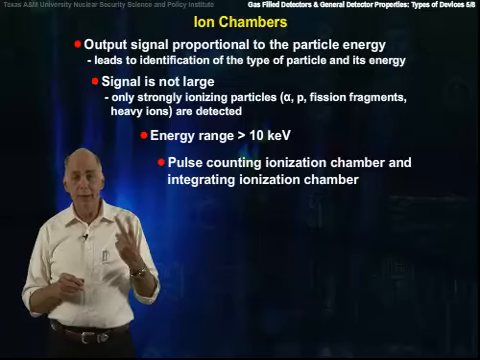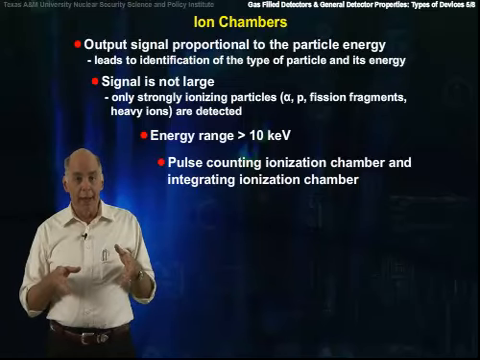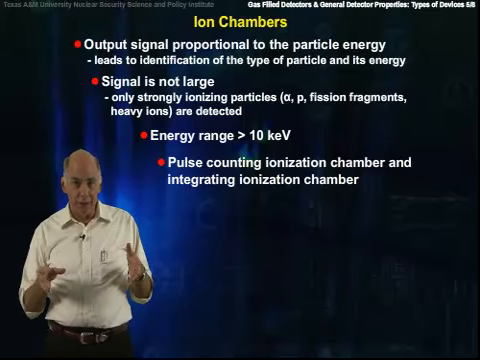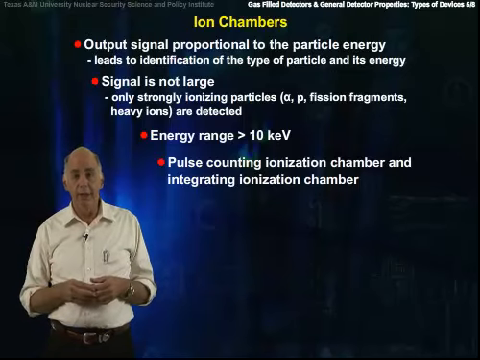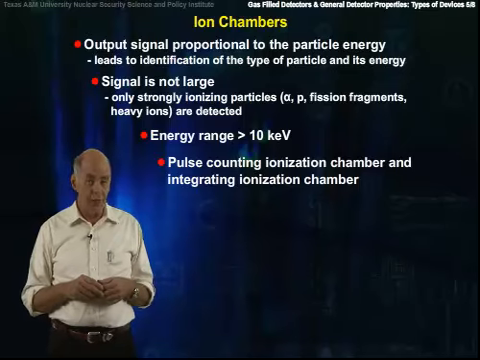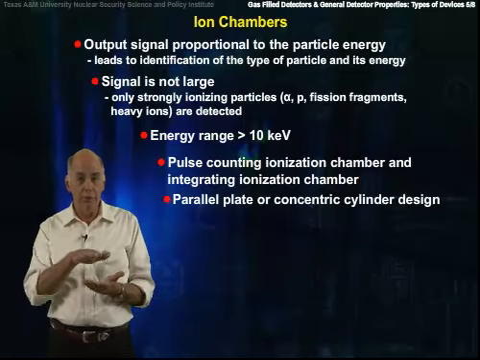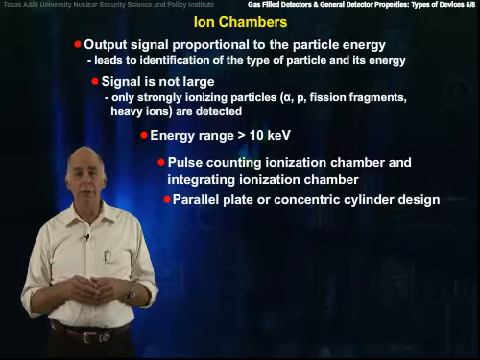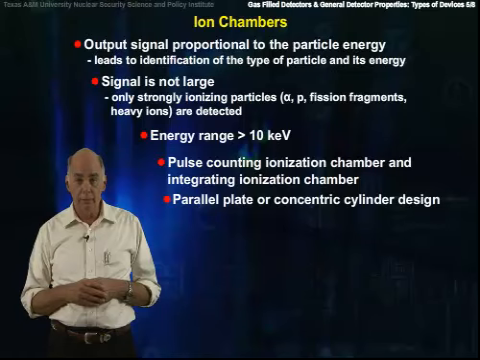Ion chambers come in two basic designs: pulse counting ion chambers and integrating ionization chambers. In the first, the pulses and their height are tallied electronically, and in the latter case, the current itself is monitored. Most ion chambers are cylindrical, but some use parallel plates, and some use a combination to help detect alphas and betas while still doing a good job with photons.